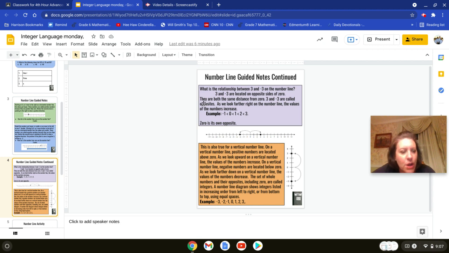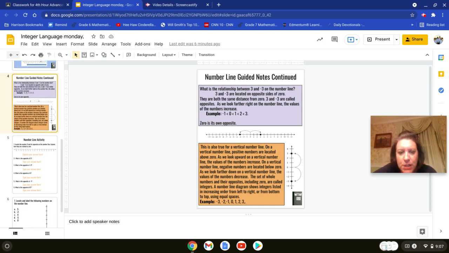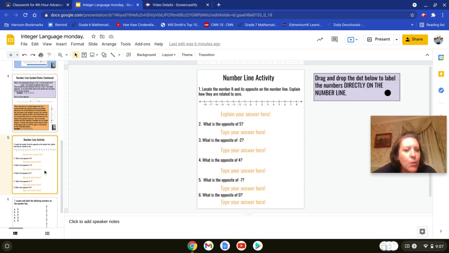So you have some more notes on here that talk about how far a number is away from 0. And we're talking about the opposite. So here's our assignment for today. It says, locate 8 and its opposite on the number line and explain how they're related to 0.